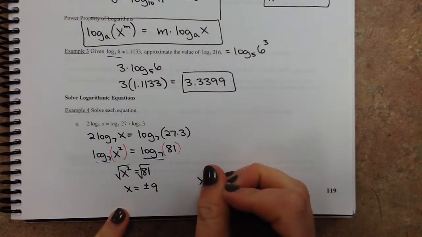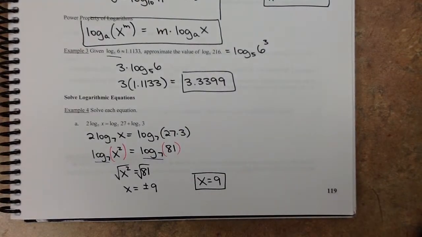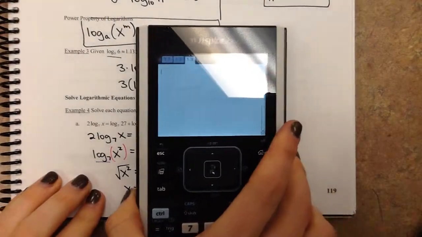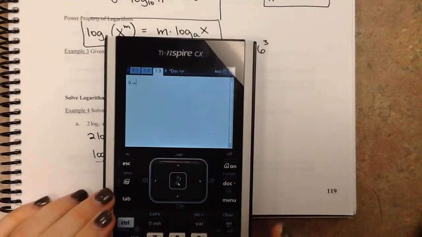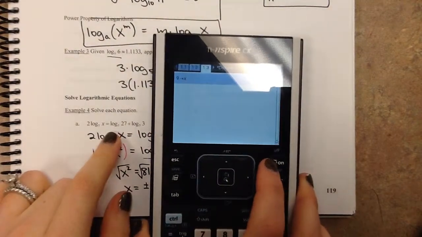So as it turns out, the negative 9 is extraneous, just the positive 9 would work. All right, and we can always do a calculator check, just like we're able to do with so many other equations. So what you're going to want to do is take the 9, store it in for x, and then just type in this equation exactly the way it's written.